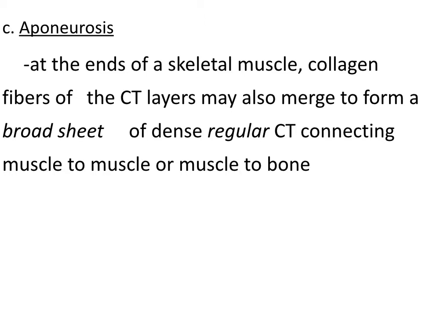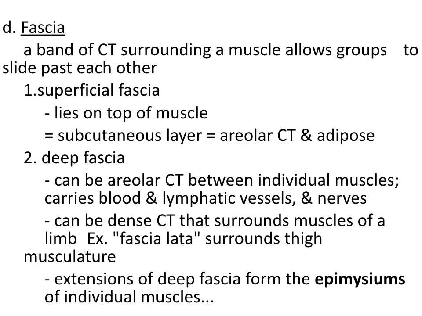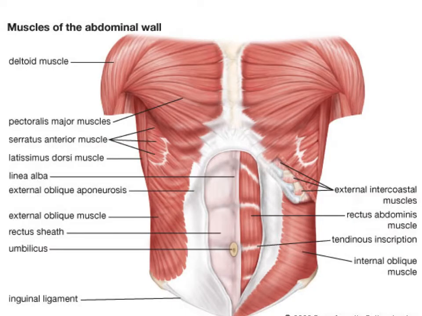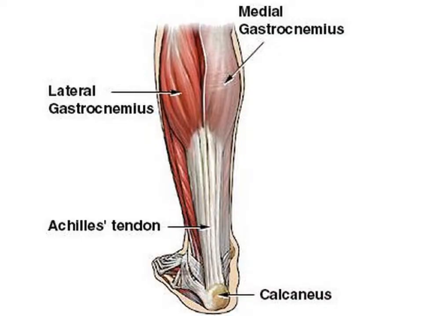And aponeurosis is a broad sheet connecting muscle to muscle or muscle to bone. If we look here at the external oblique aponeurosis, we have the external oblique muscle on the right side and the external oblique muscle on the left side, and they're connected to each other by this connective tissue that's attached to the muscle, and then they attach to themselves. So instead of attaching in the center of the belly to bone, it's attached just to itself, to the connective tissue called an aponeurosis.